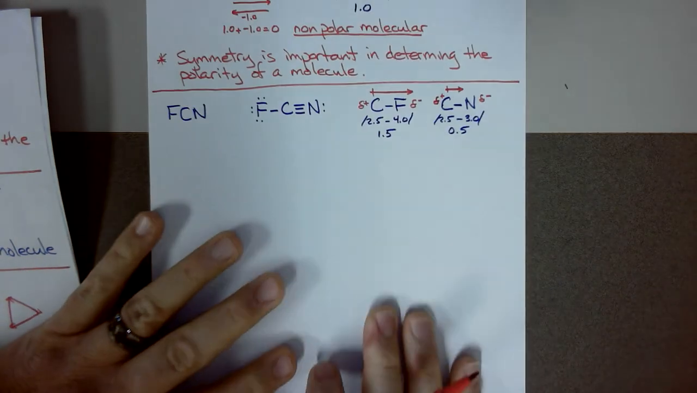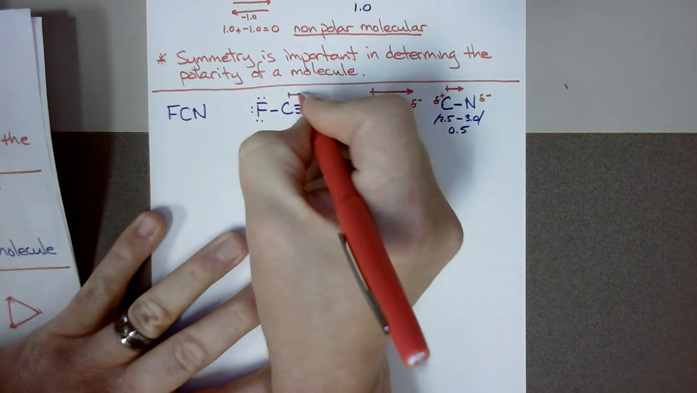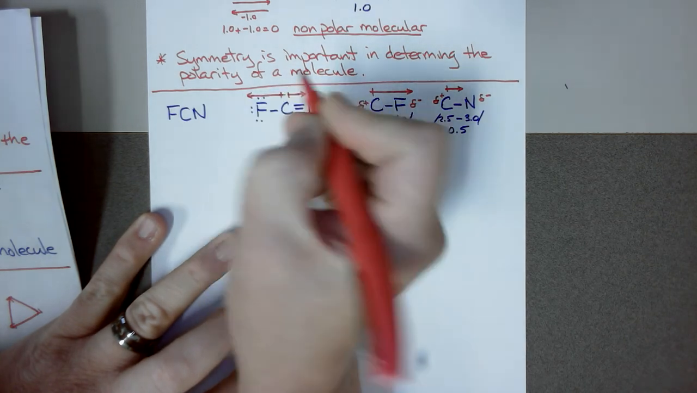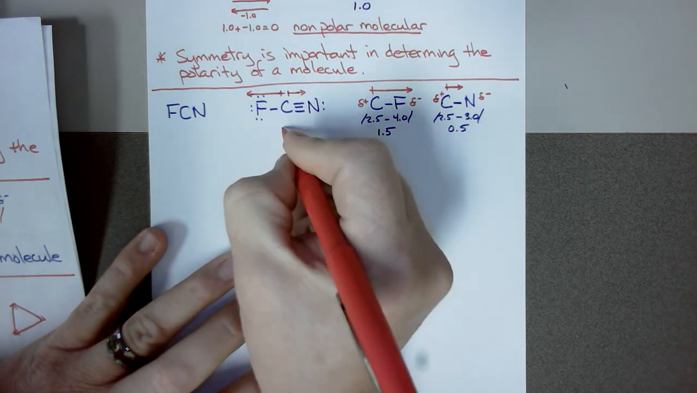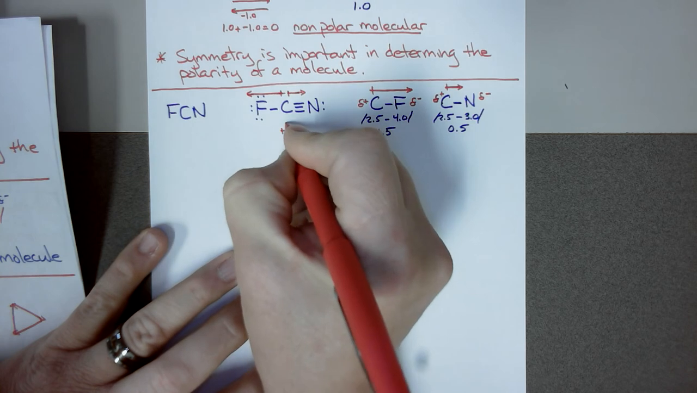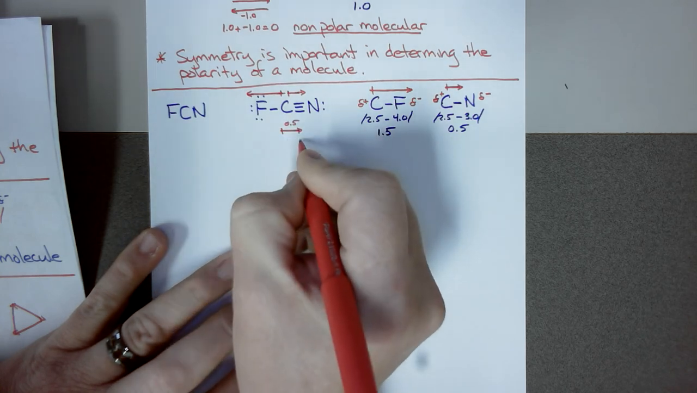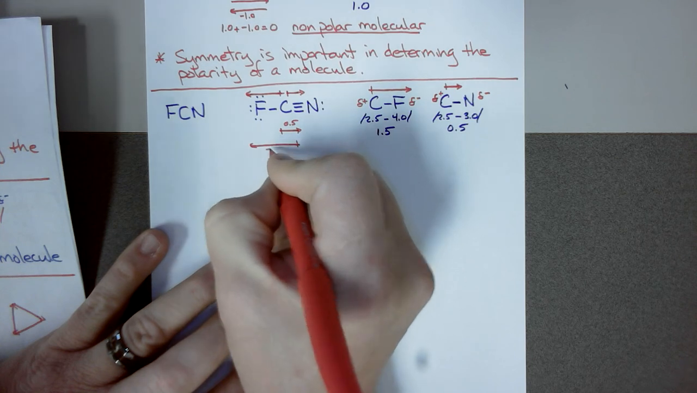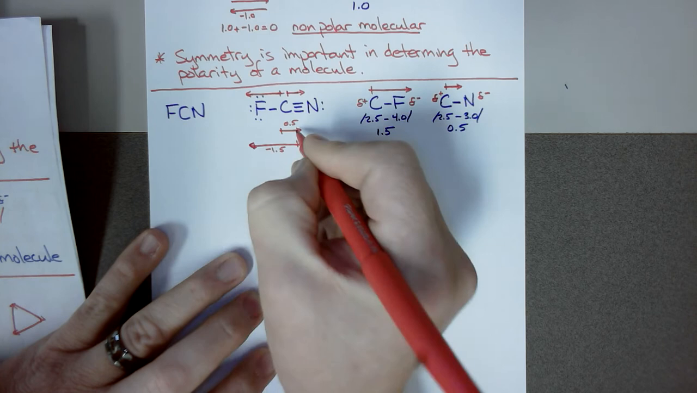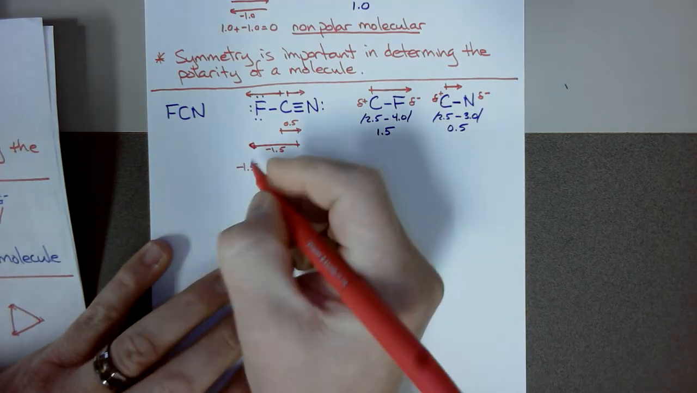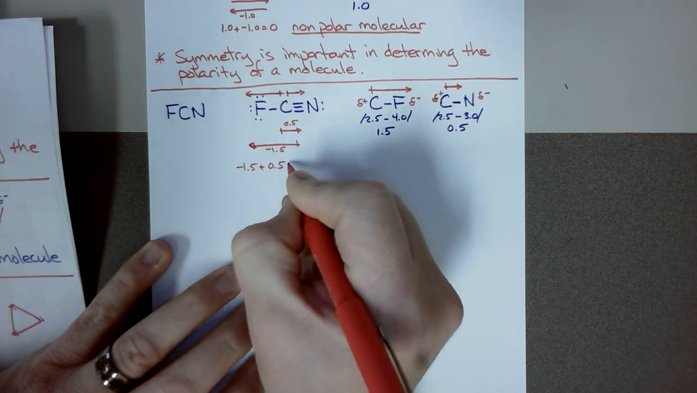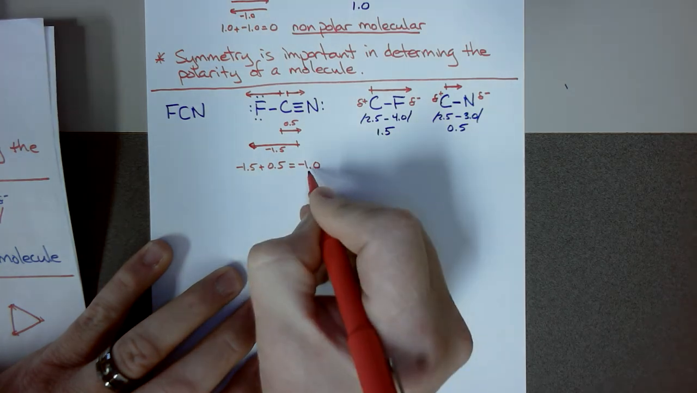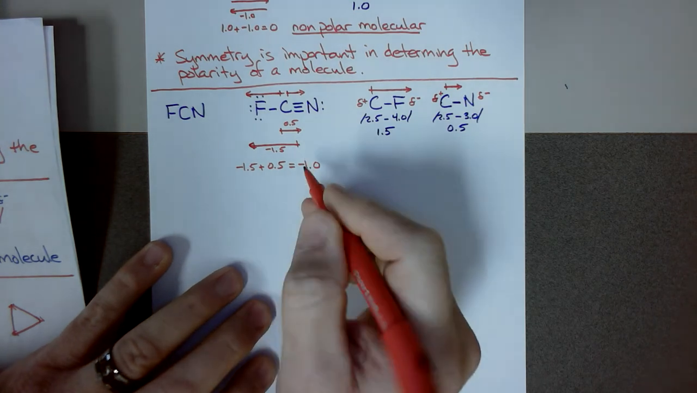So when I go back over here, we know that we have a small vector in this direction, and a large dipole vector in this direction. If I take those two vectors and add them, here I'd have a positive 0.5, and here, remember, tip to tail, I'm going to go this direction, and this is a negative 1.5 because it's in the opposite direction. If we take negative 1.5 plus 0.5, we have a value of negative 1.0. Now the negative just tells you the direction, but we do have a polar molecule because of the 1.0. So this is a polar molecule.